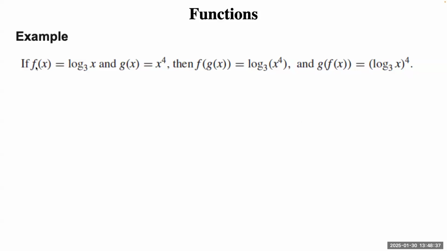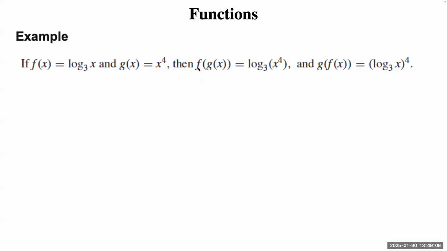So suppose f of x is log base 3 of x and g of x is x to the 4. Then f of g of x is log base 3 of x to the 4, and g of f of x is (log base 3 of x) to the 4th power. If I say f of g of x, what I'm saying is everywhere you see an x in this formula, you put g of x. Well, g of x is x to the 4th.